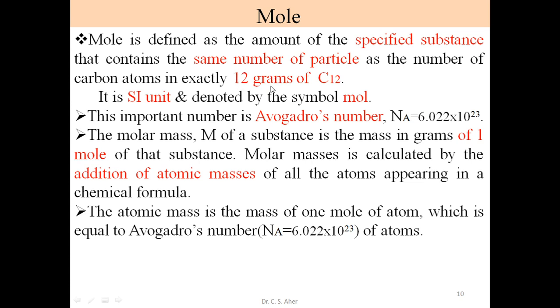When we take the same number of atoms of different elements having different mass units, that is the mole of that substance. In this case we consider the carbon atom. When we take the carbon isotope 12, we take 12 gram of carbon. The number of particles present in this 12 gram of carbon is called 1 mole of carbon.